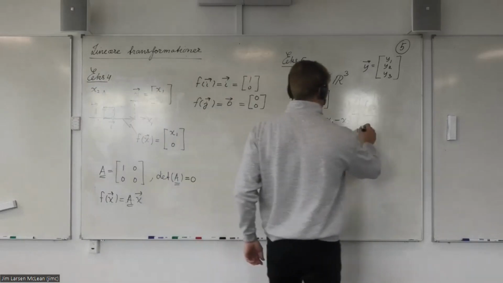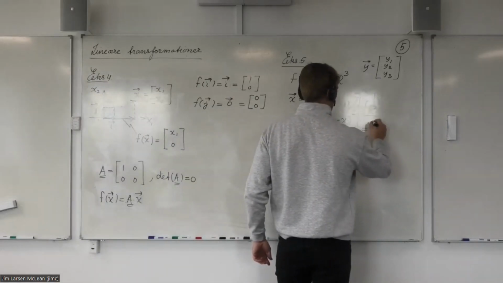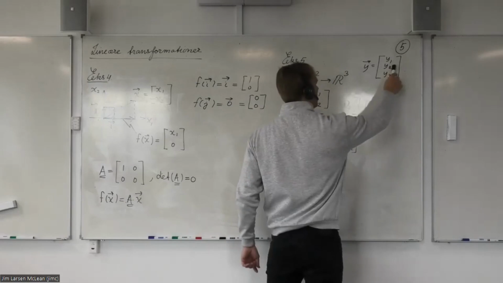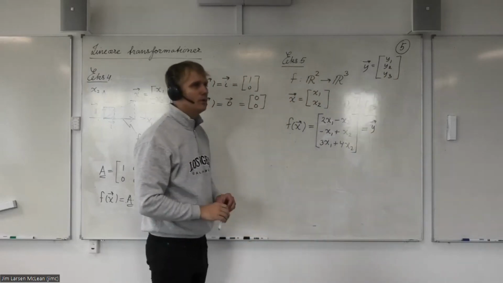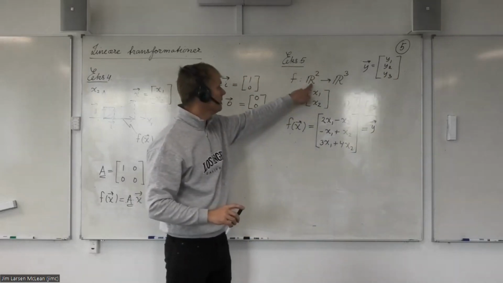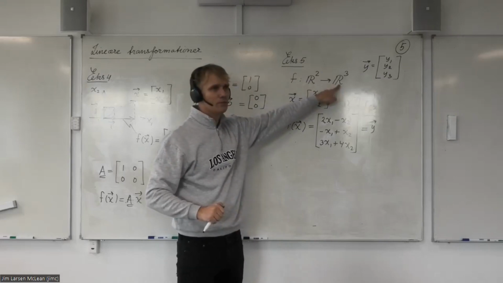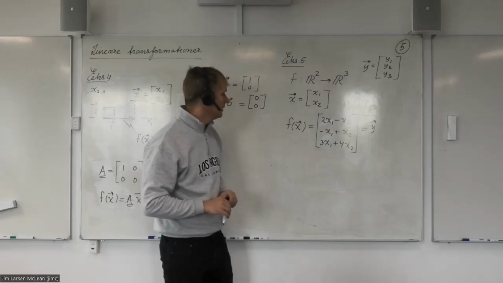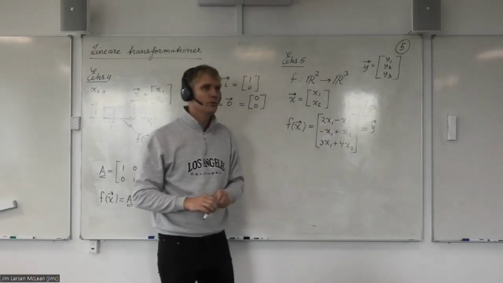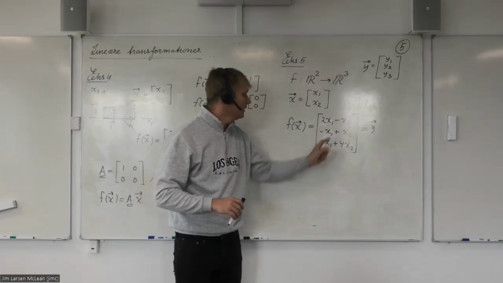And out comes a vector of y, which has 3 dimensions. So this is an example of a linear mapping that takes us from the 2-dimensional space into the 3-dimensional space. Thus, we gain an extra dimension. And the only thing that has happened is linear operations. I've multiplied by constants and added together.